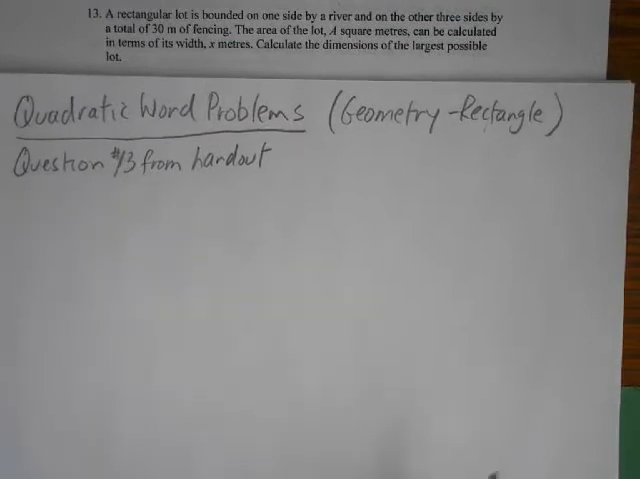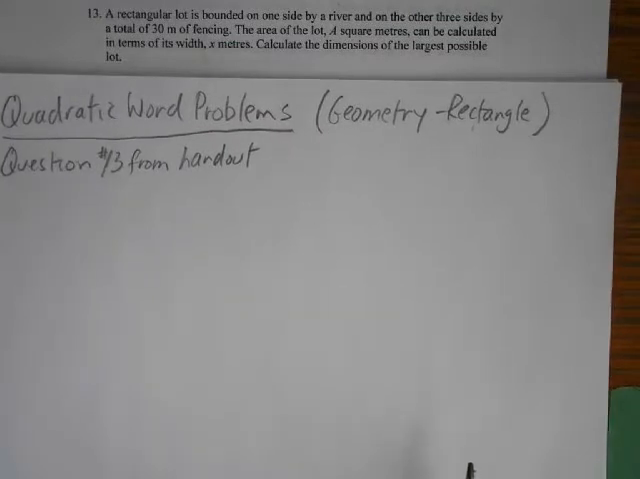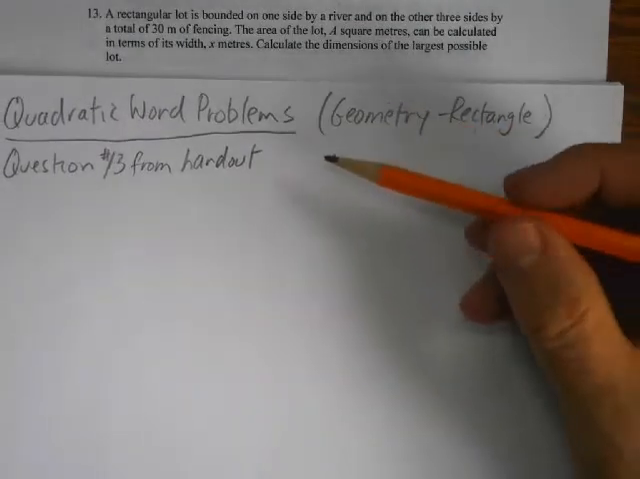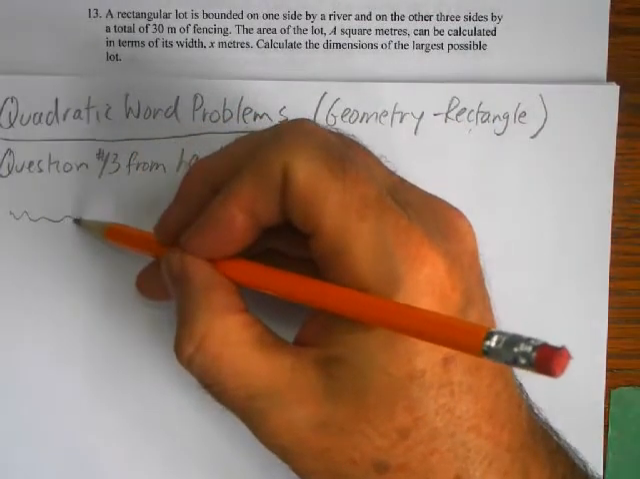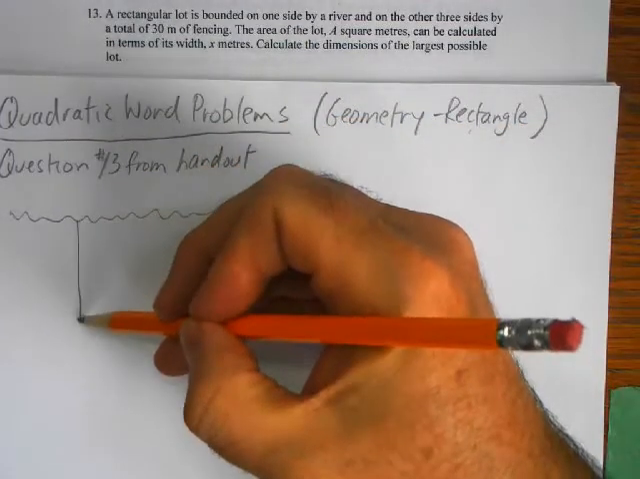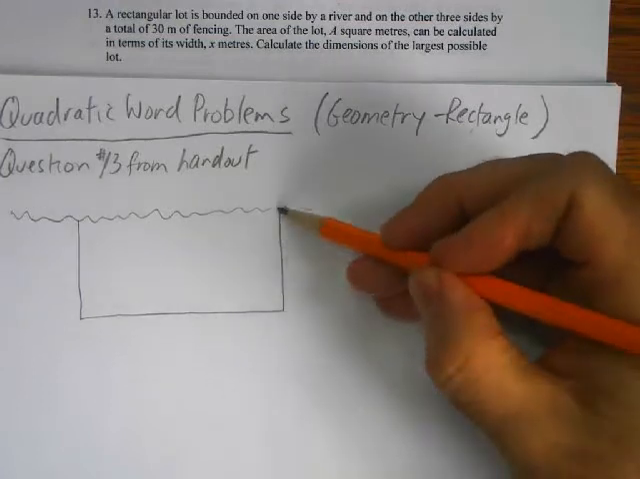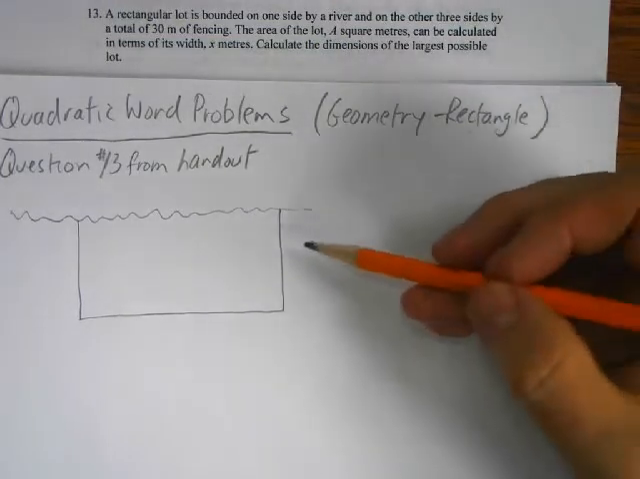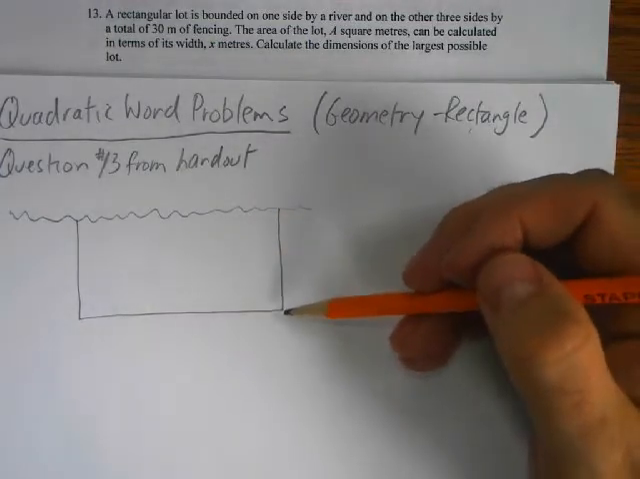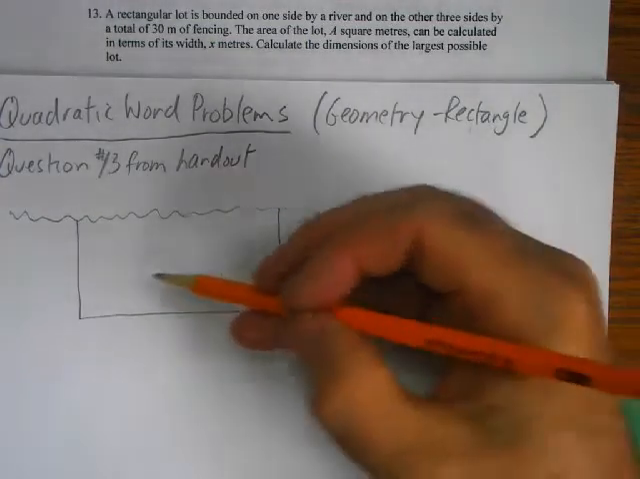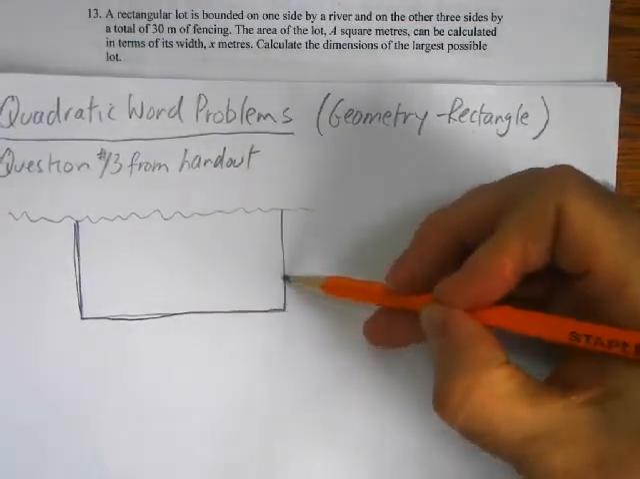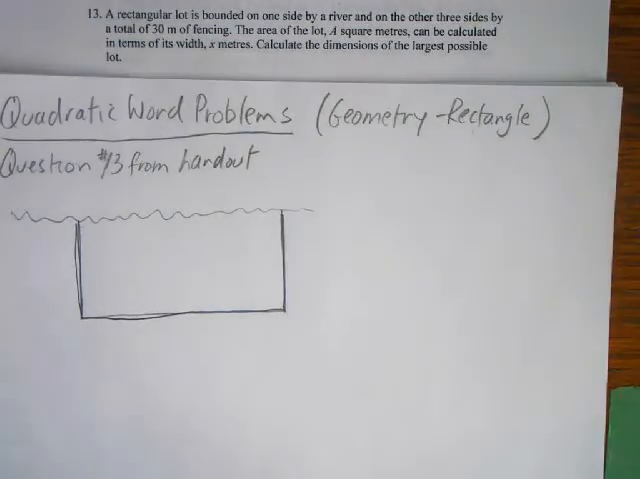Okay, sounds a little bit confusing when you hear it the first time, especially with the river. But again, extremely important: draw a little diagram of what's going on. So we've got the river. This is looking from above. And we've got our rectangular lot that's up against the river. So the shape of the lot is rectangular, but we're actually only looking at these three sides of the rectangle because we only need to fence these three sides.